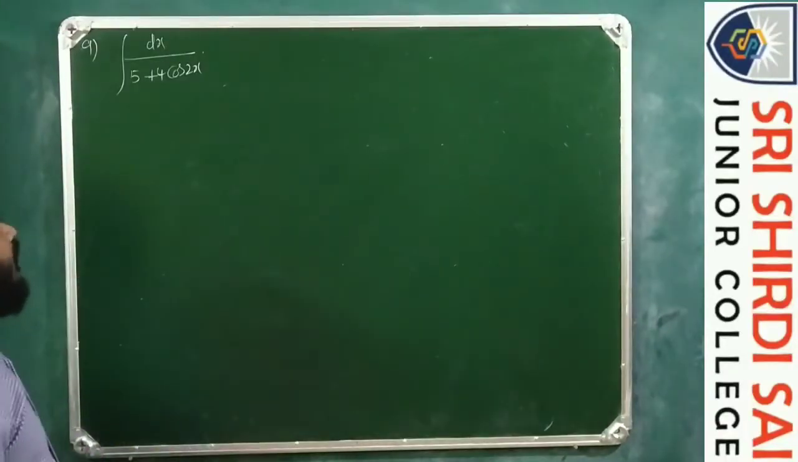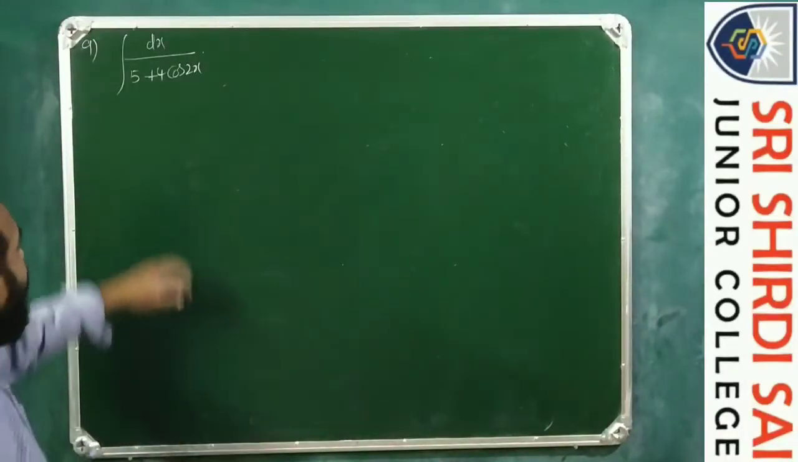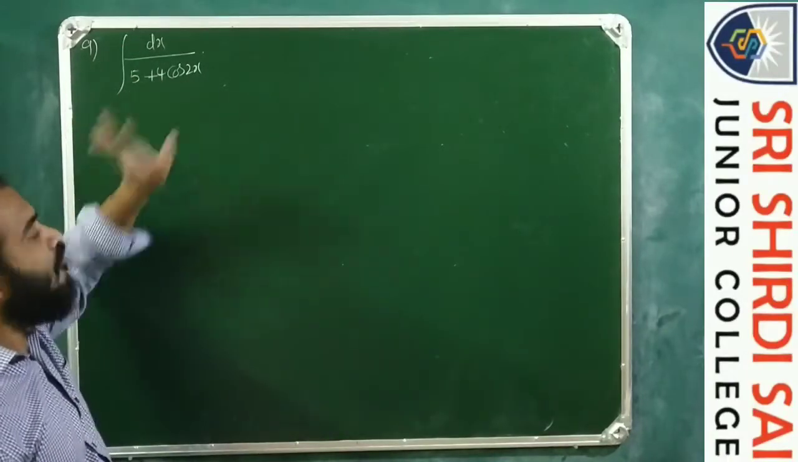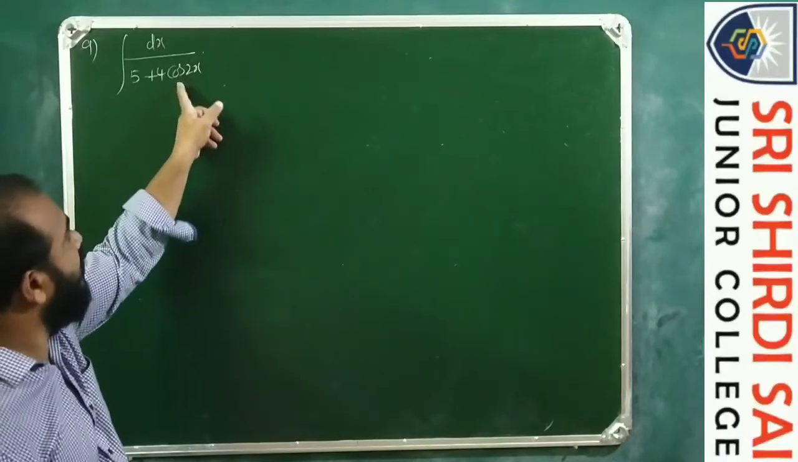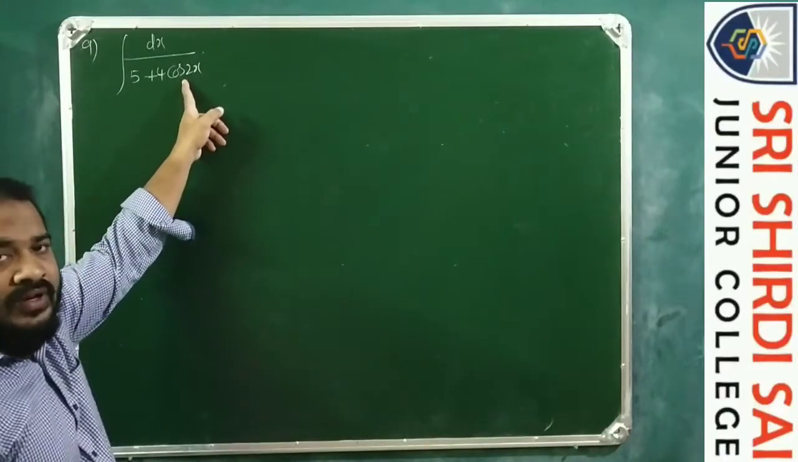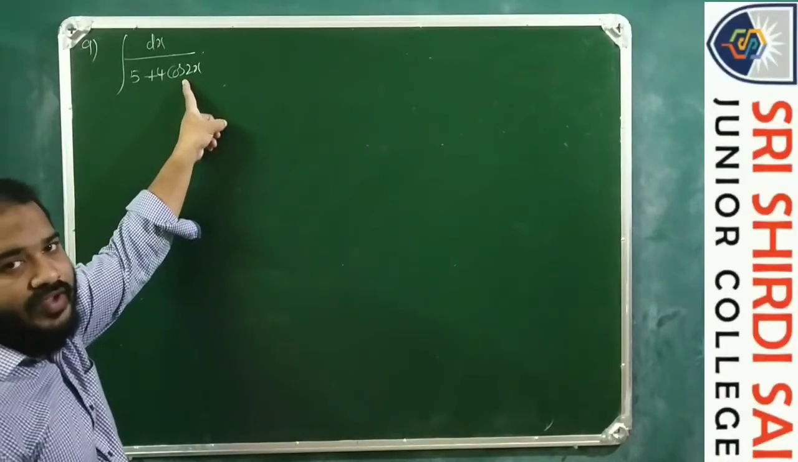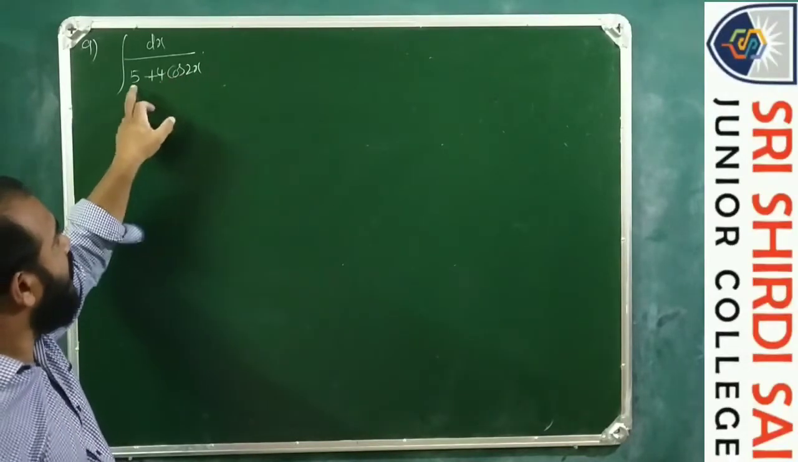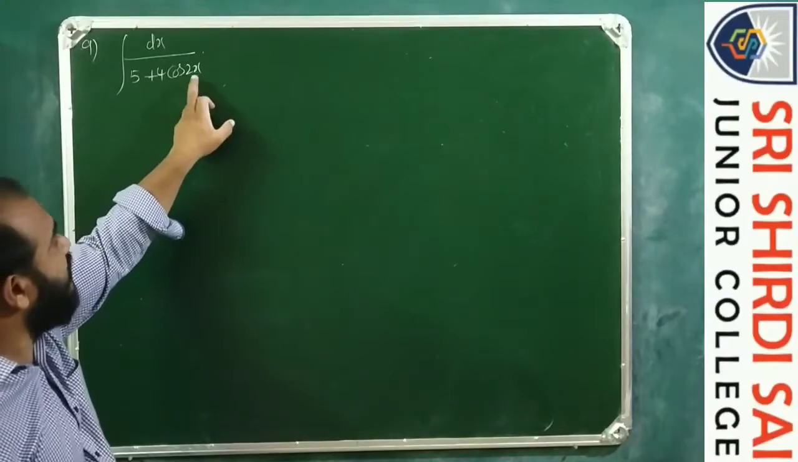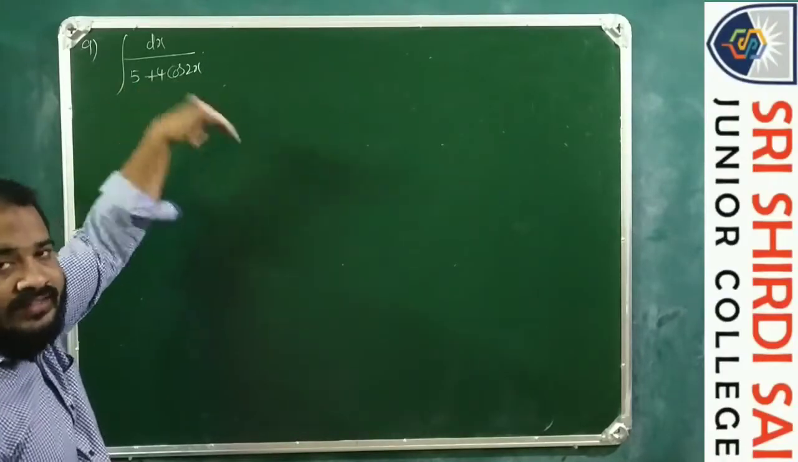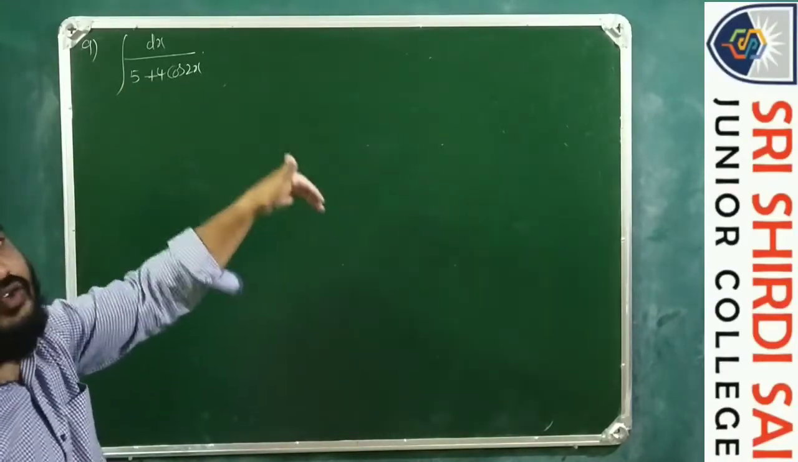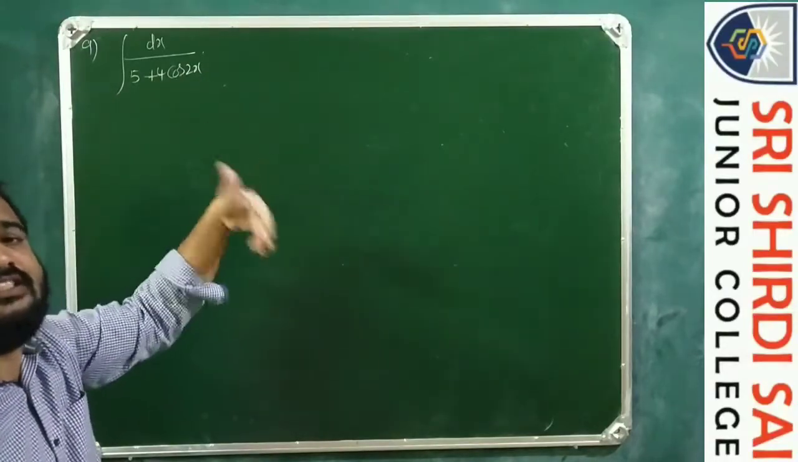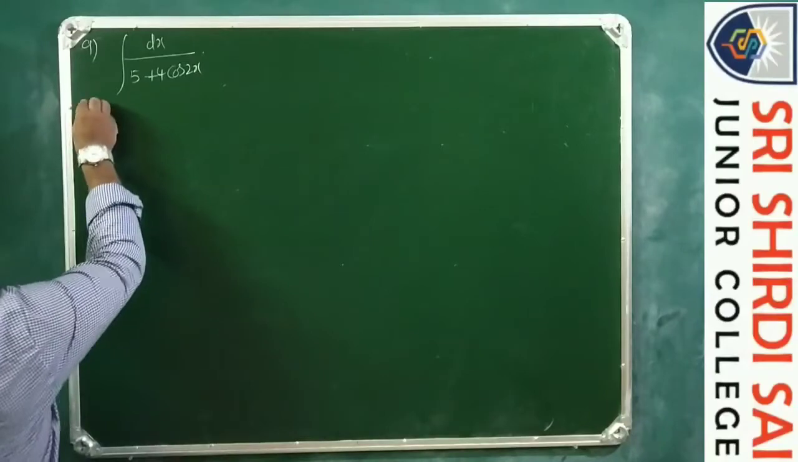Integral dx by 5 plus 4 cos 2x. So here in the numerator 1, denominator contains the trigonometric functions. Here 2x is given. So tan x is equal to t is what we have to prefer. Earlier it is sin x plus root 3 cos x, x is given, x by 2, tan x by 2 we have to take. 2x is given, 2x by 2, which is tan x equals to t, we have to take.